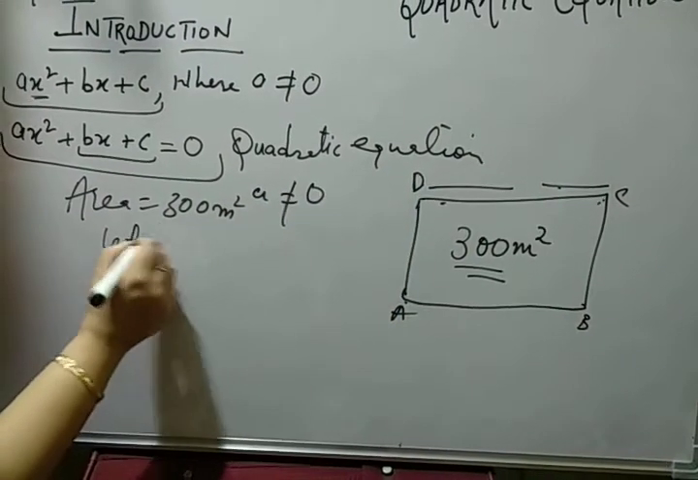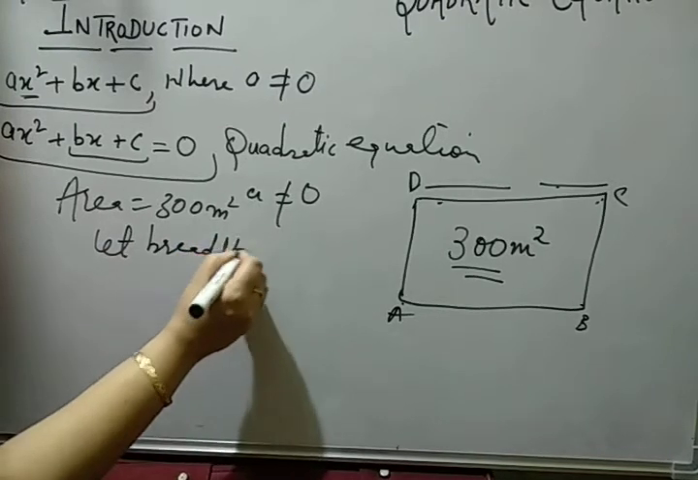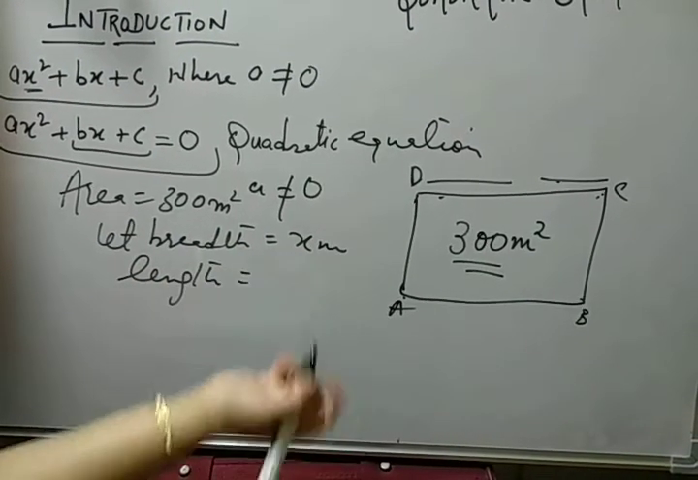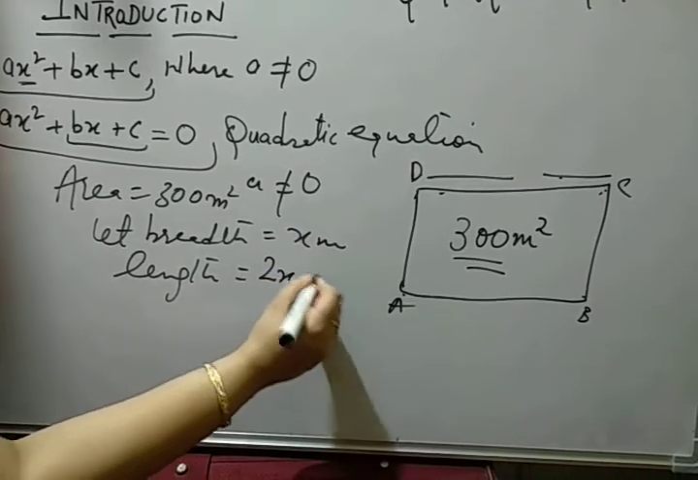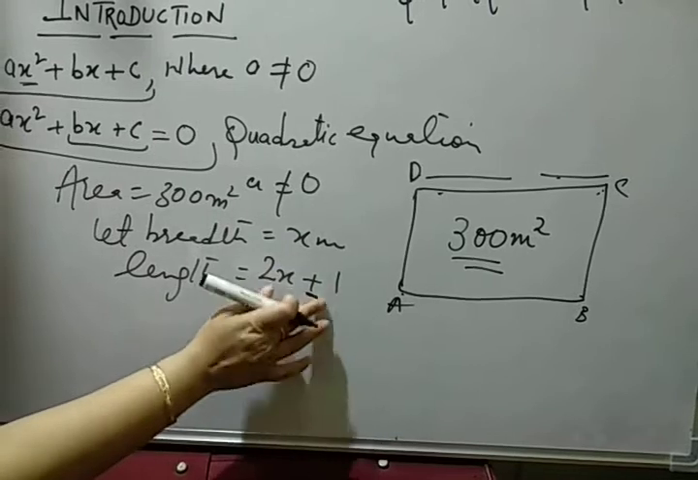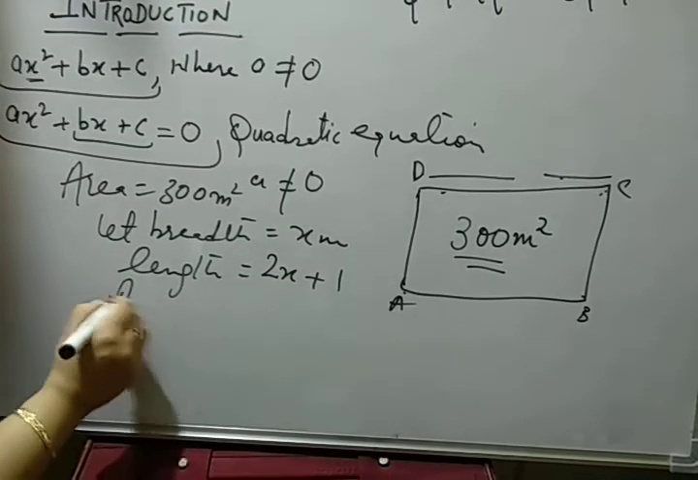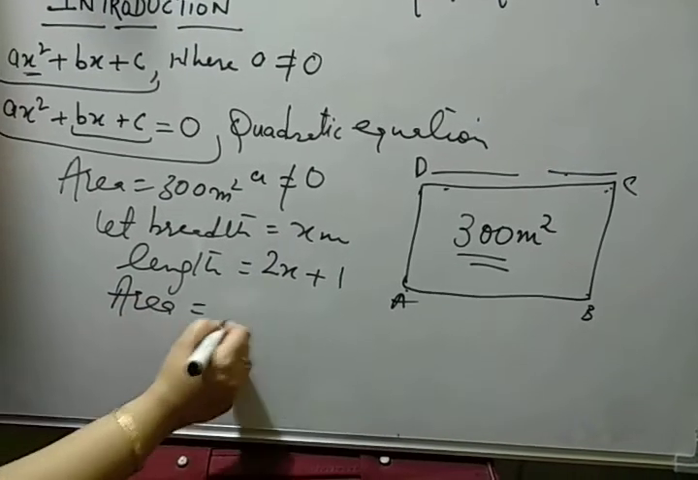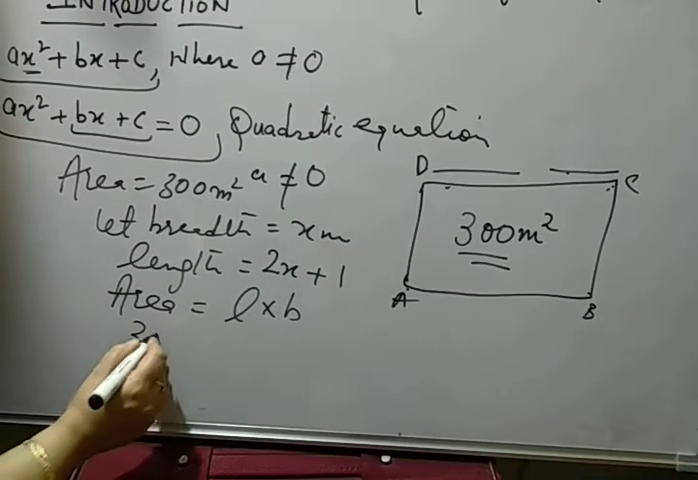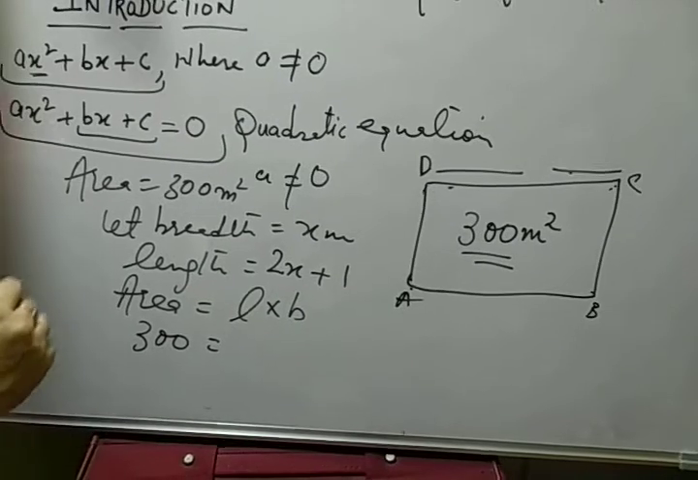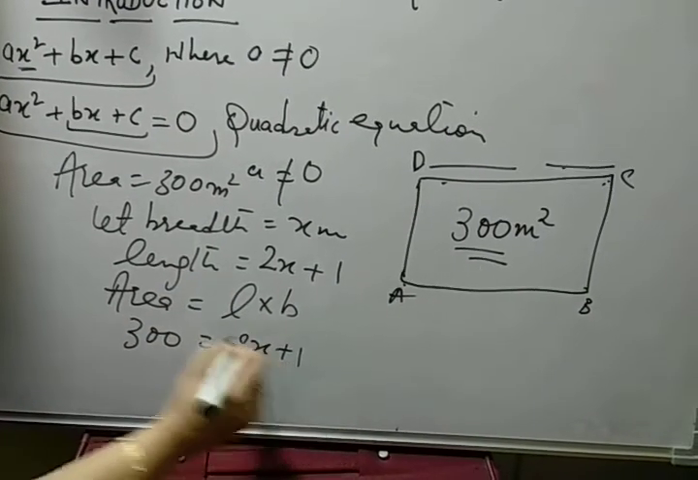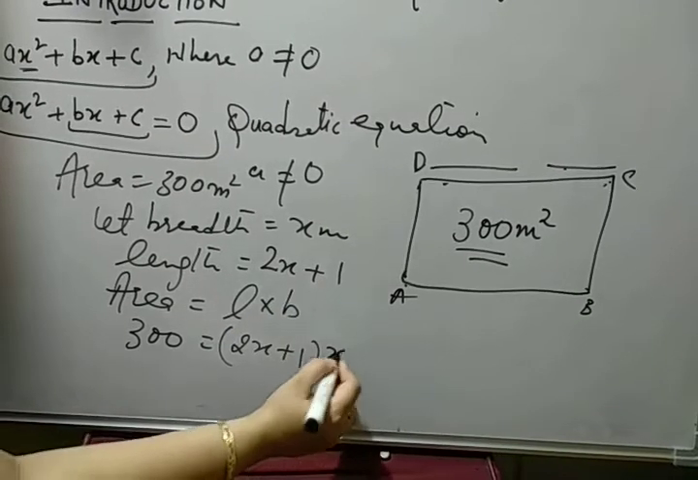So let the breadth of the rectangle be x meter, and the length will be 1 more than twice its breadth. 1 more than means plus, twice its breadth means 2x, right? And what is the area of the rectangle? Area of the rectangle is length into breadth. The area is also given, that is 300. And length into breadth, length is 2x plus 1 and breadth is x.